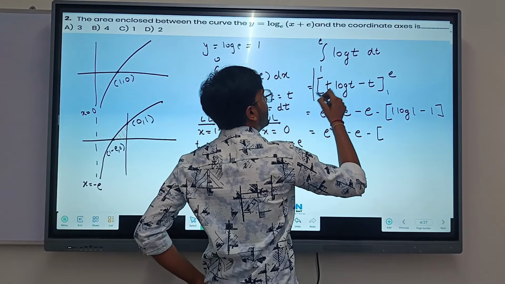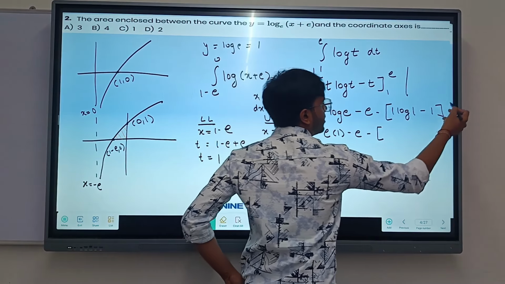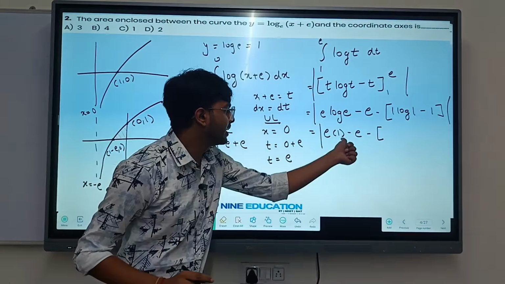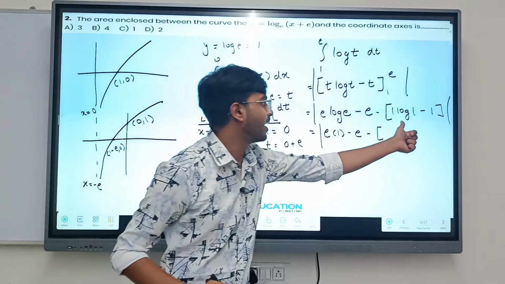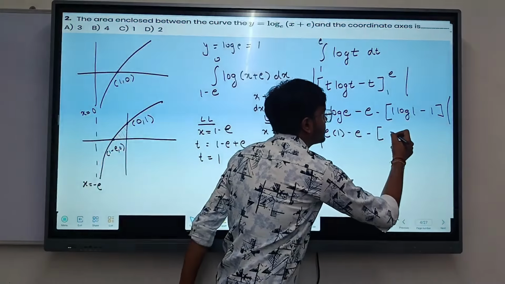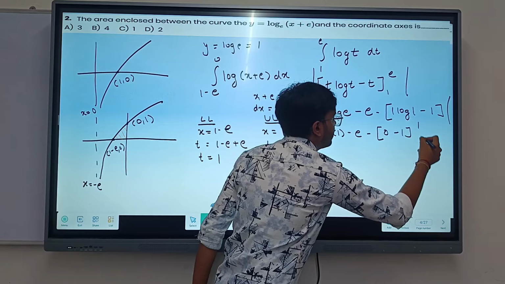Now since we are dealing with area, it is also better to put a mod, because area should always be positive. So e into 1 minus e, minus 1 into log 1. What is log 1? Log 1 is 0. So minus 0 minus of 1.